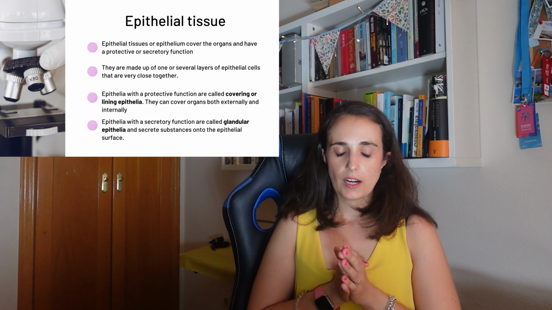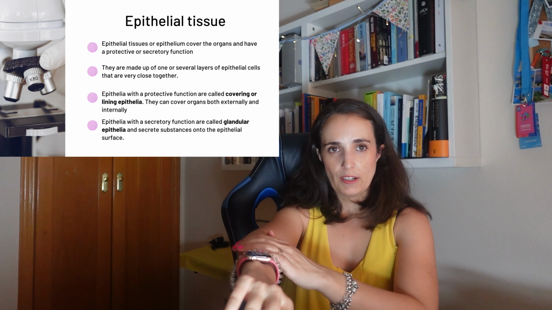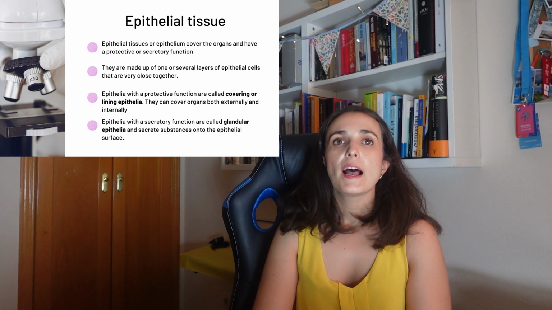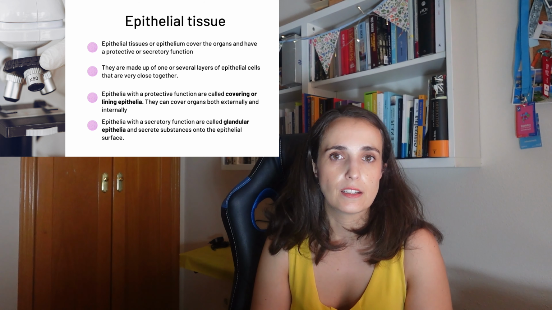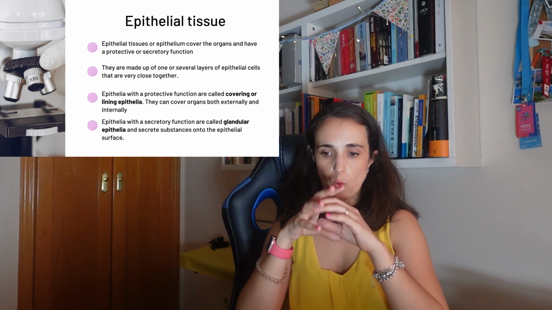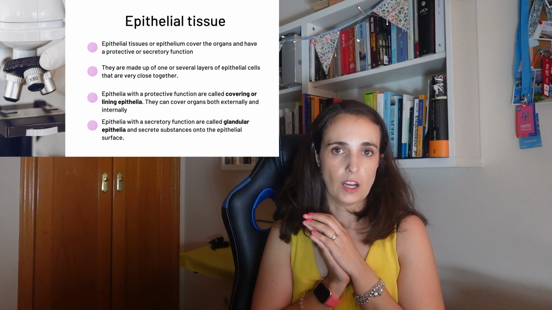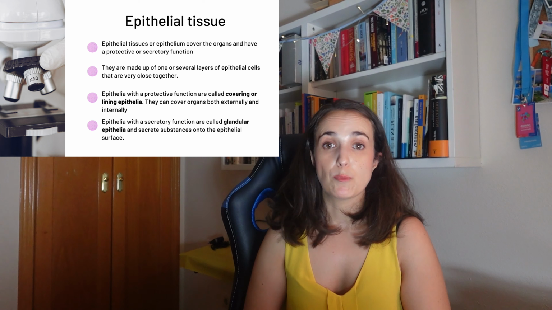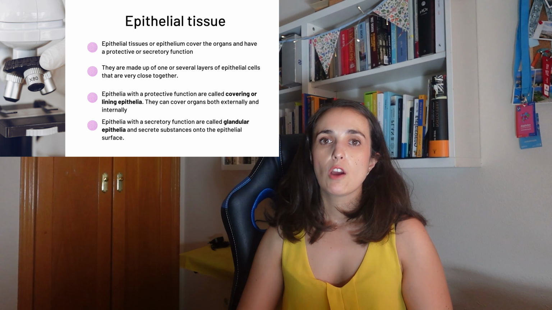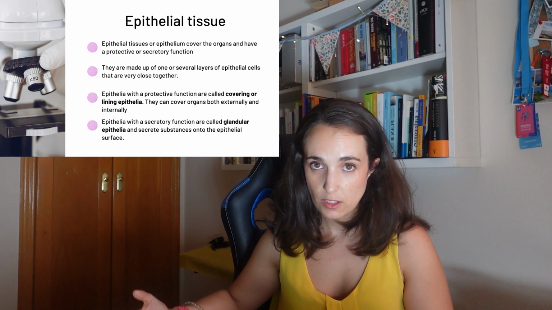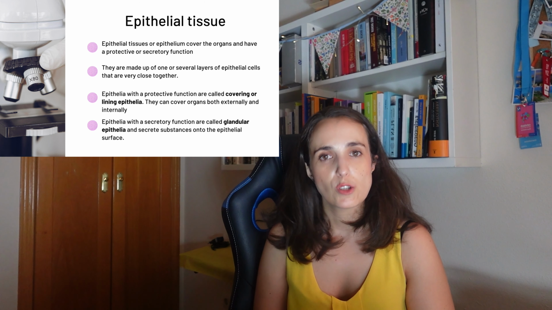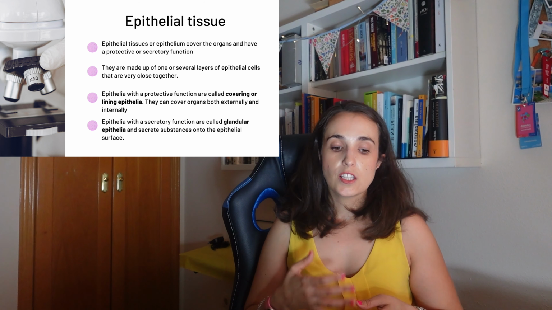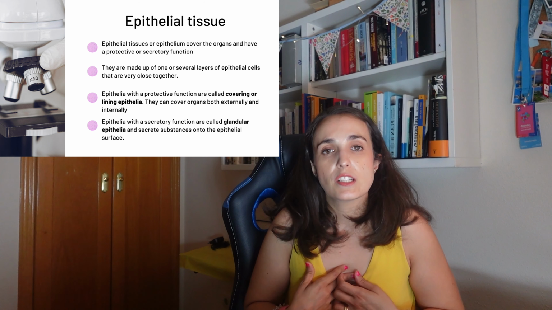Epithelial tissues are tissues that cover things. The skin, for instance, covers our body, or they can cover internal areas of our body, like an organ, to individualize it inside our body. They usually have this protective function, so they protect the organ, the skin, from the elements, the environment, okay? But they can also have a secretory function. That means that they can secrete substances that could be interesting for us.